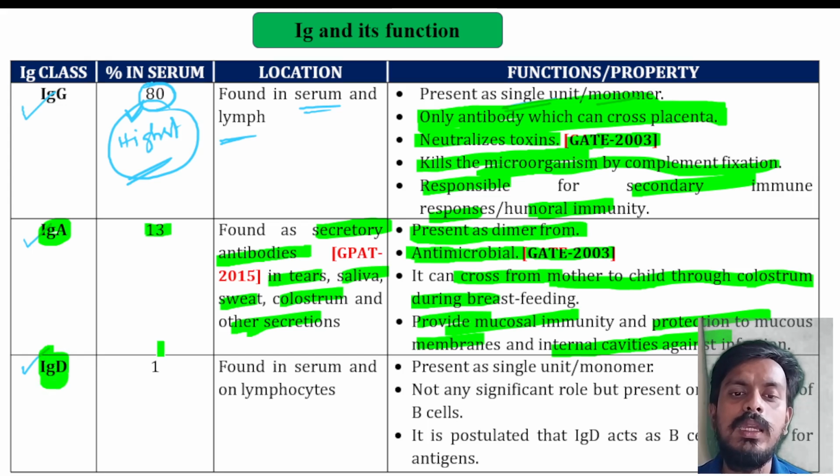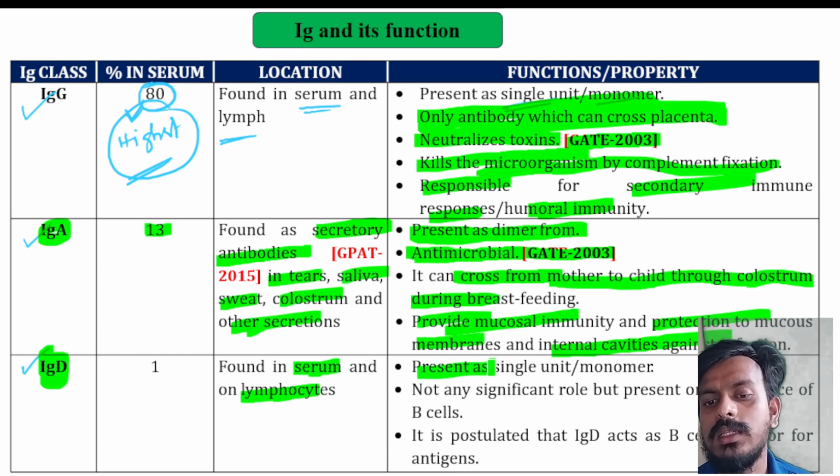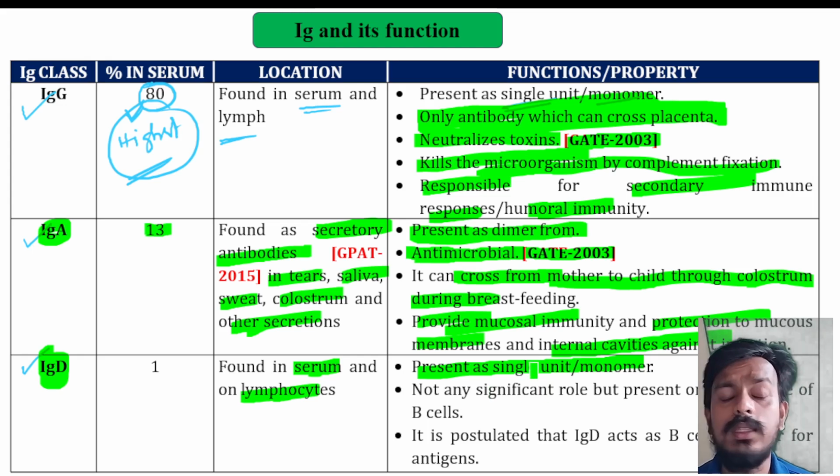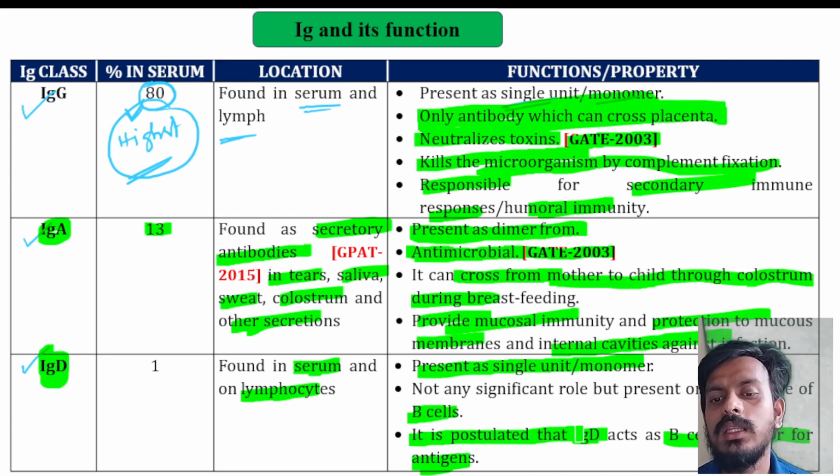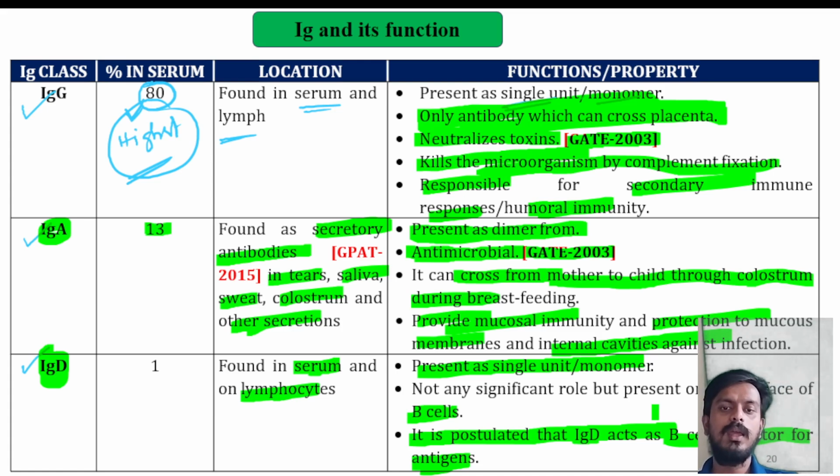Next is immunoglobulin D. Immunoglobulin D is found majorly in your serum and lymph nodes. It is present as a single unit or monomer. It does not have any significant function, but the function that is majorly exerted by immunoglobulin D is that it is present on the cell surface of B cells. It is present on the B cell surface receptor. It is postulated that immunoglobulin D acts as a B cell receptor for the antigen. That is your immunoglobulin D.